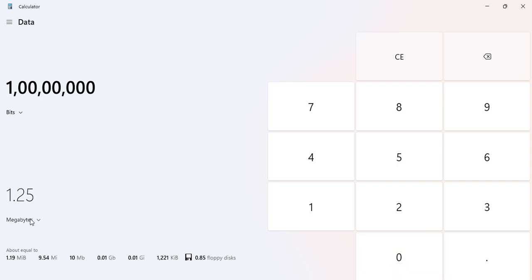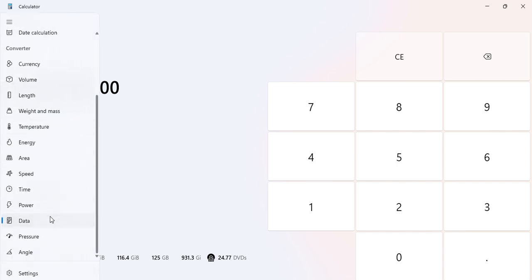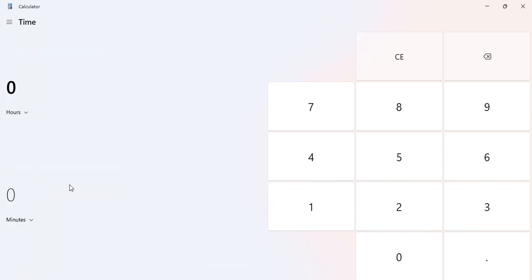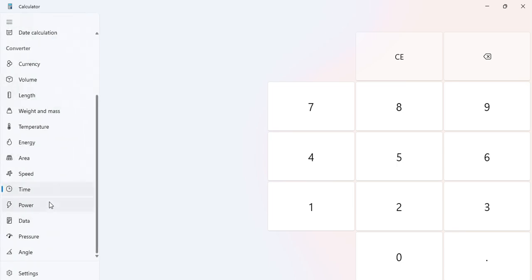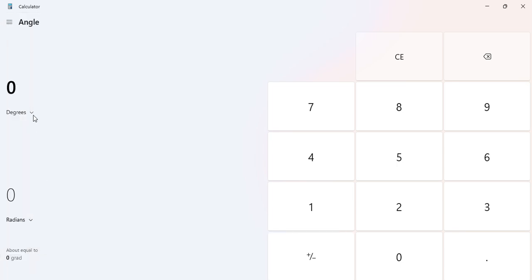So for 1.25 megabytes, this many bits are required. That is equal to 0.85 of the floppy disk capacity. So this is the CD data. Like that we can get the related information. So this is the data conversion, pressure conversion, and you can use the time conversions, angle conversions, so degrees to radians, like this we can convert the information.